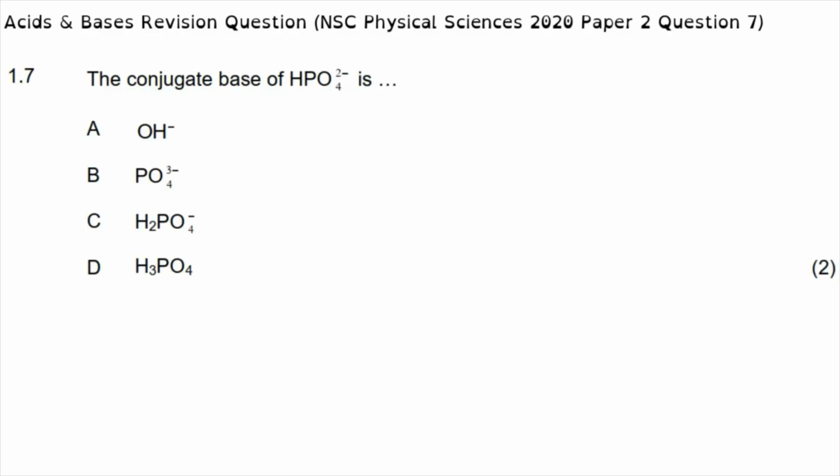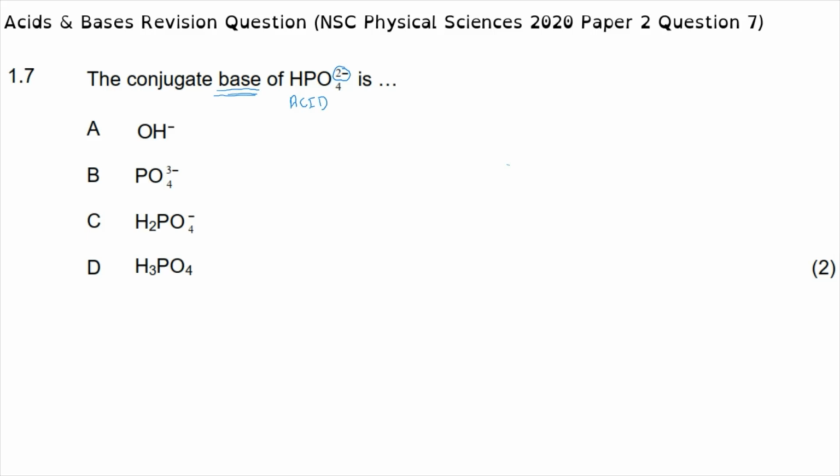The acids and bases section of the chemistry paper starts with multiple choice question 1.7, which reads: the conjugate base of HPO4 with a charge of 2- is, and we are given various options. What's important to remember here is that a conjugate acid-base pair is related by the gain or loss of a single proton. And when they ask us for a conjugate base, that means that the substance that we are given is an acid, because this acid will have a conjugate base.